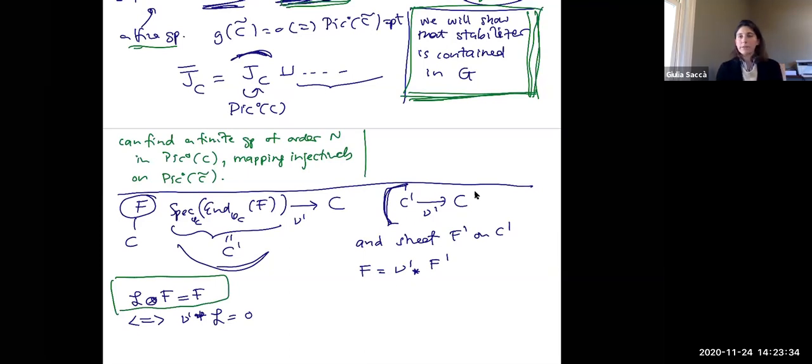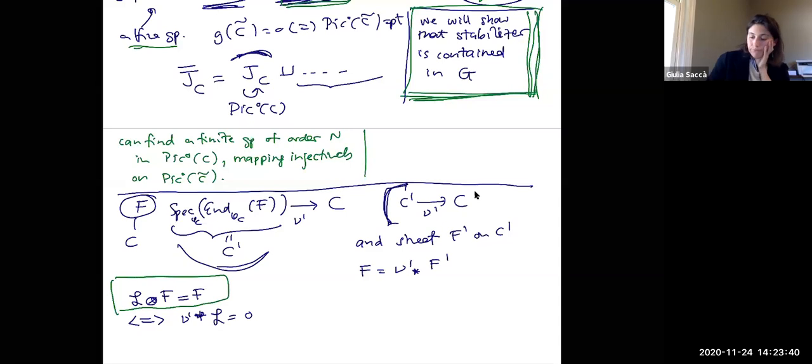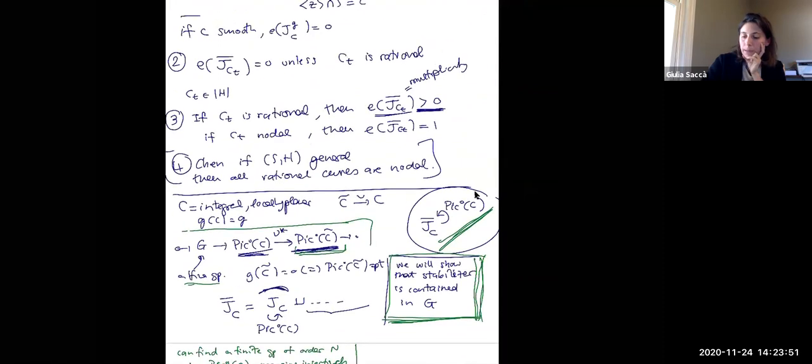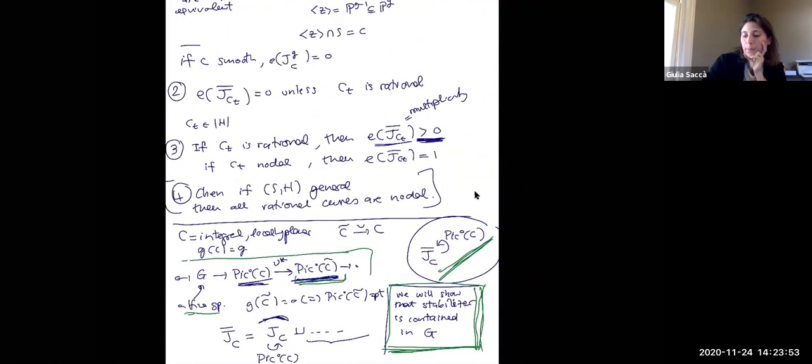Okay, so this was a rough sketch of that statement. Modulo the fact that this is always positive, and that when it's equal to one the curve is nodal, we kind of prove the Yau-Zaslow formula.